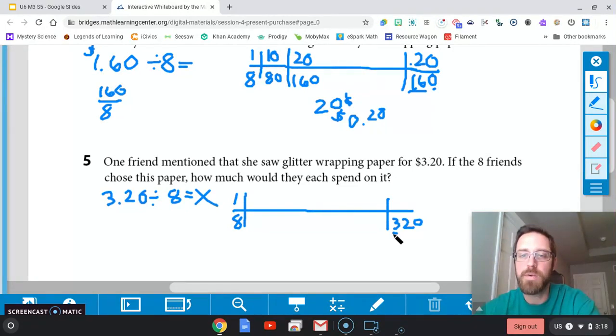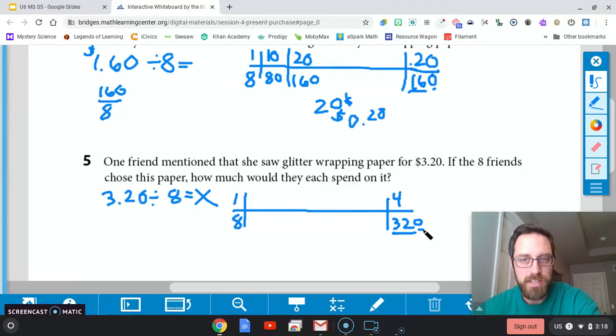Nope. So then I have to go to the first two place values. And this is where having your basic facts known will help. 8 times what gets me closest to 32 without going over? Well, I know 8 times 4 is 32. So that would be it. And then what do I have left?